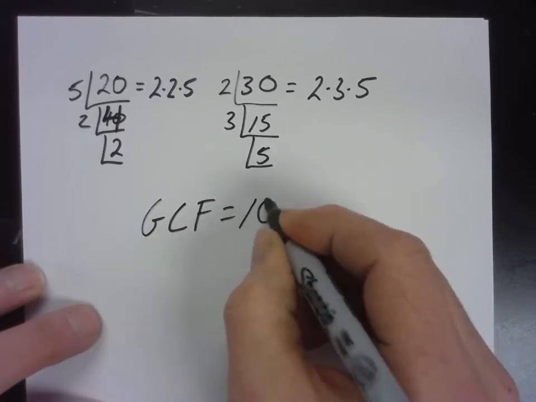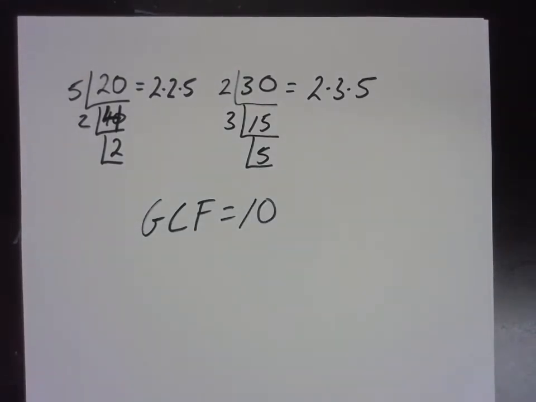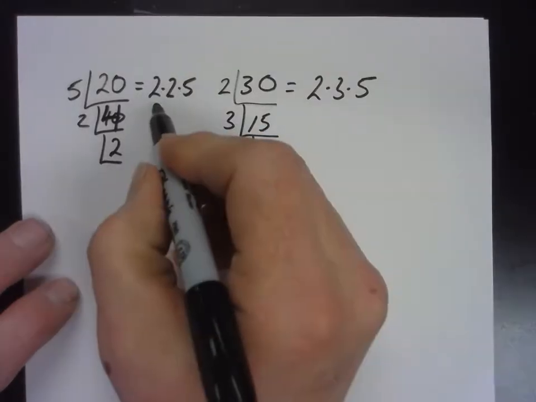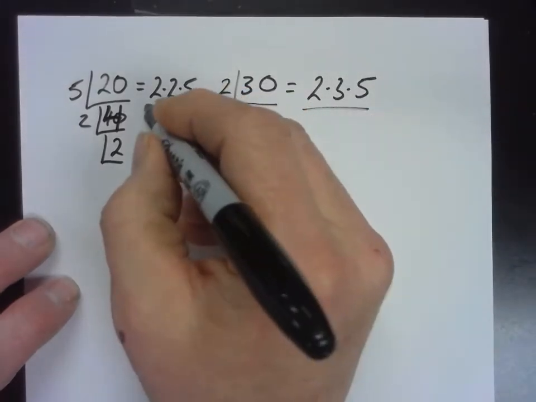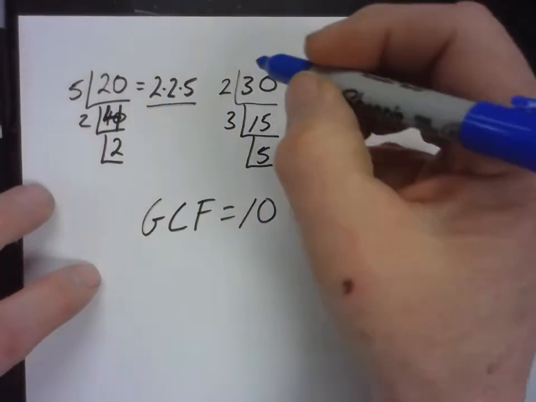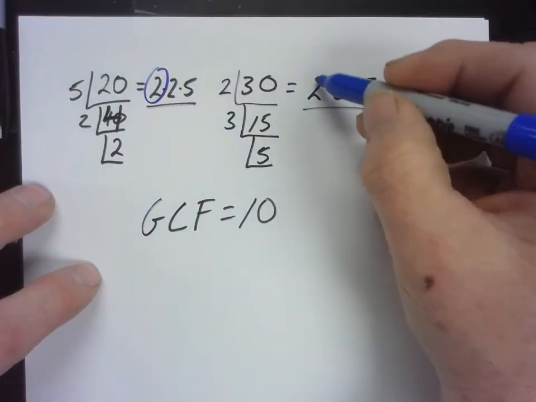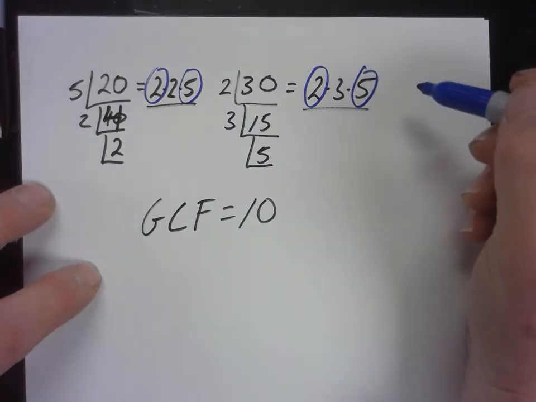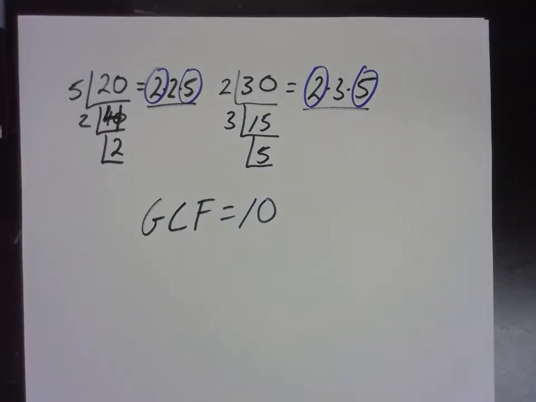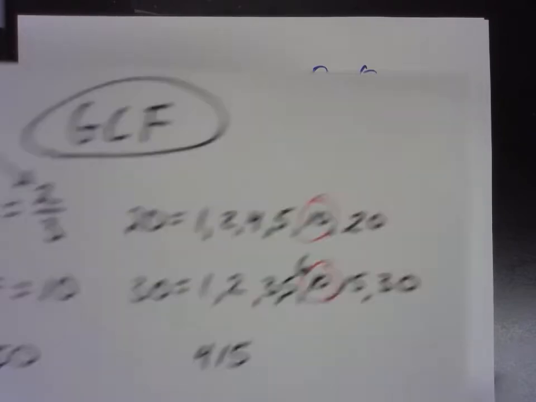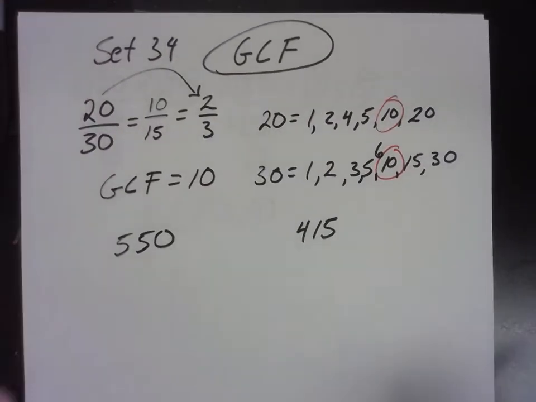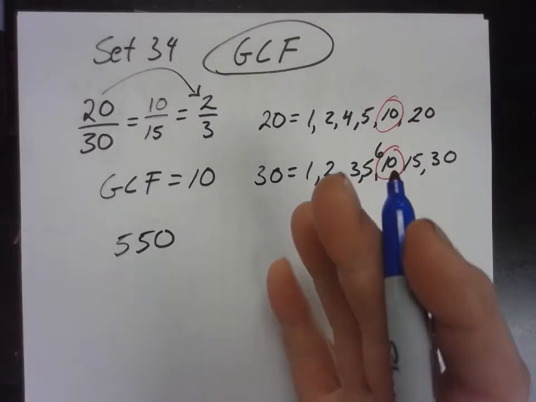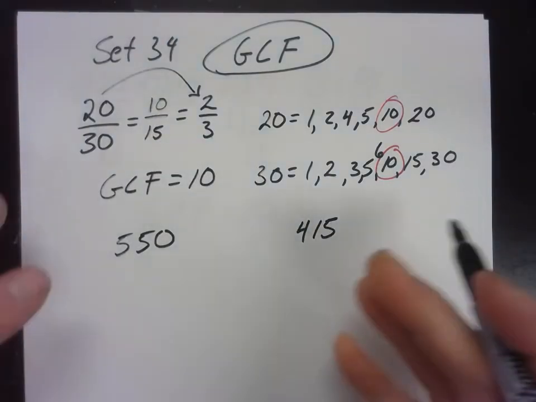It's 10? Okay. So what I want you to notice is I want you to look here and see what they have in common. They both have at least 1 2, don't they? And they both have at least 1 5. So that's what they have in common, a 2 and a 5. And what's 2 times 5? 10. It's 10. Okay. Well, you can use that idea to find the greatest common factor even when the numbers are large.